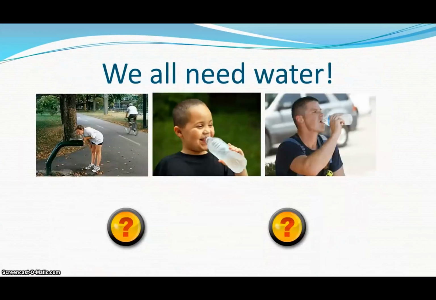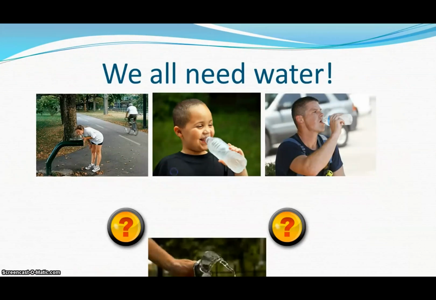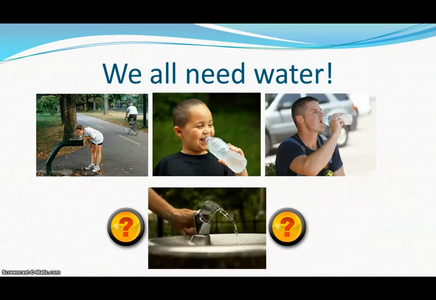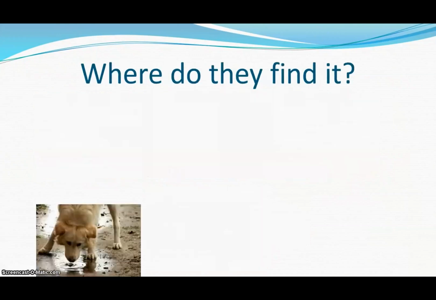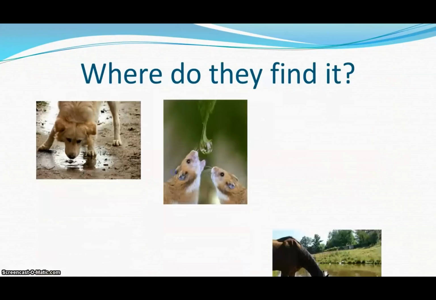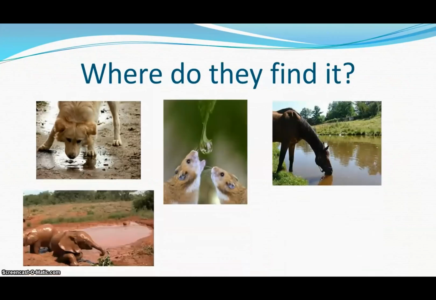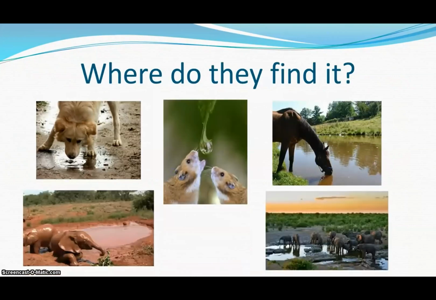Another part of habitat is water. We all need water to survive, and this includes animals. But can an animal turn on a faucet and get a drink? Definitely not. So where do animals find their water? Animals find water from lakes, streams, ponds, plants. They find it anywhere that they can.